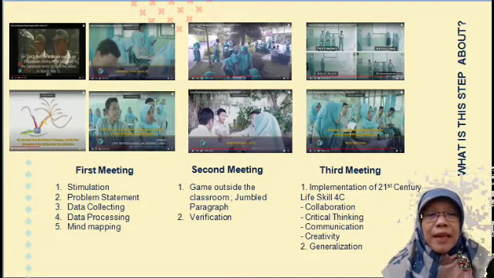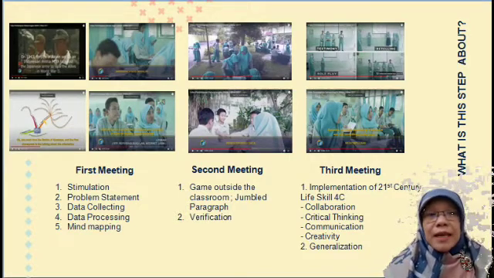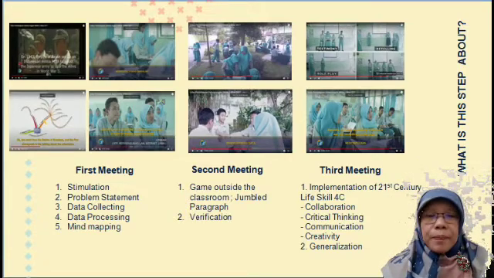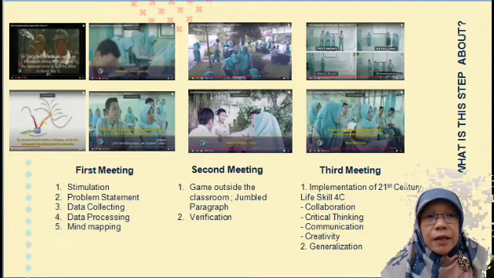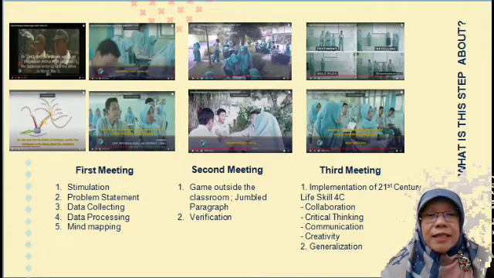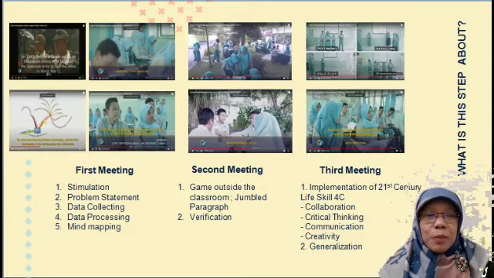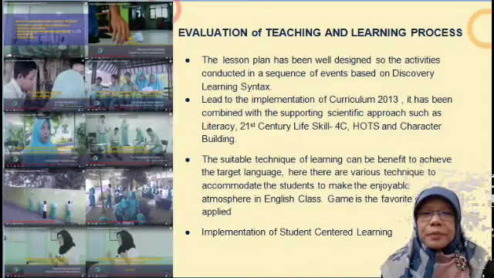They can perform like a debate, they can perform like making a summary or testimony about the concept that they have got. And the last syntax is generalization. Here, the students make the summary or the generalization led by the teacher. So the teacher only facilitates and confirms what the generalization should have.